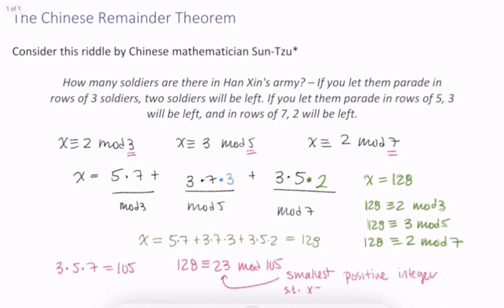Now, I'm just going to mark this as star, such that star is met. And by star, I mean all of these. Now, try this on your own. If you keep adding 105 to 23 over and over again, you'll get several answers that all work, but 23 is the smallest such answer.